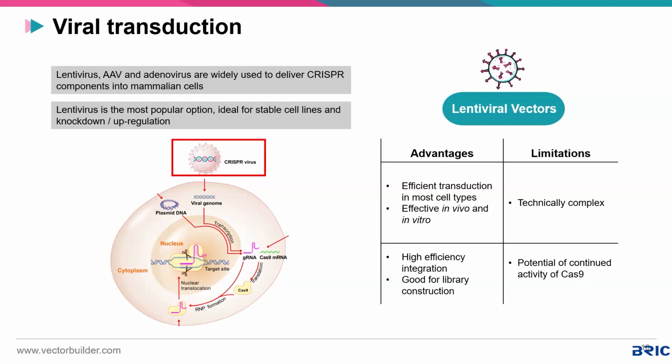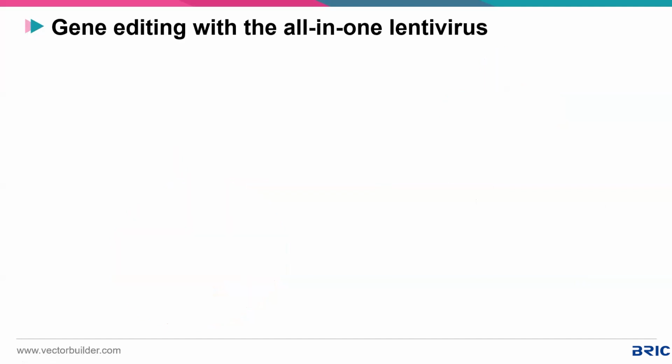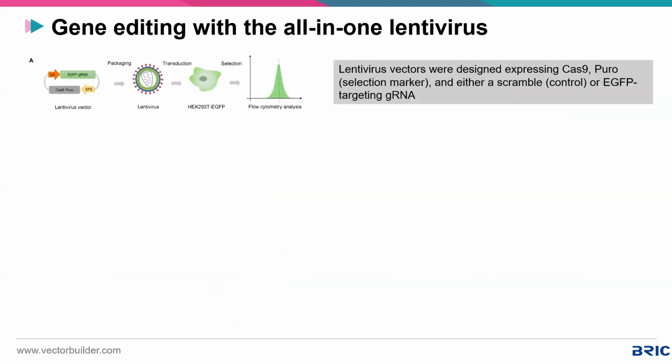So one way around this, which a lot of people do, is to use an inducible system, like a TET-inducible Cas9, where the expression of Cas9 is not always on, but you decide when it gets expressed. There's more control over when the gene gets expressed when you're using the Cas9. And I want to show you an example of gene editing with all-in-one lentivirus.